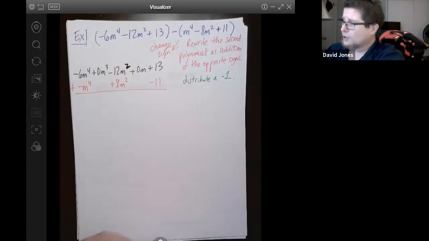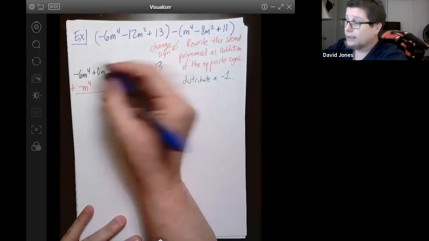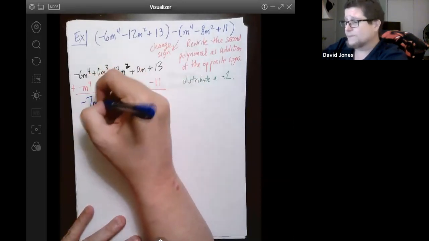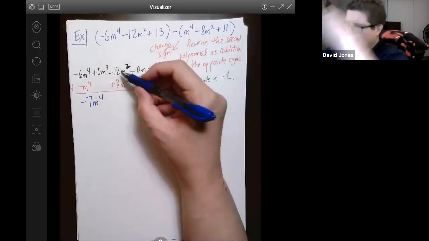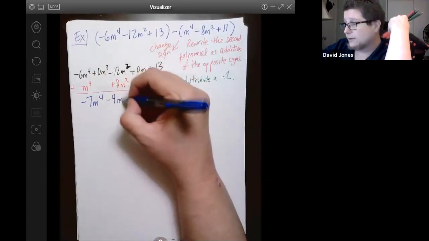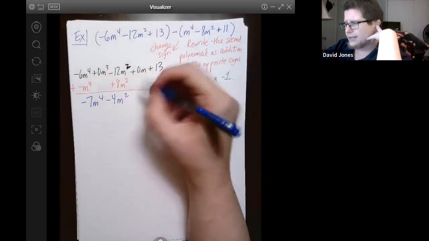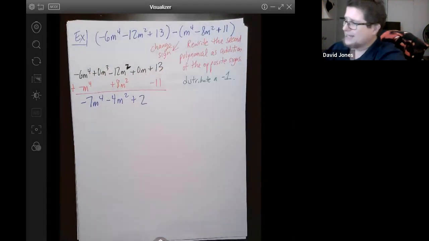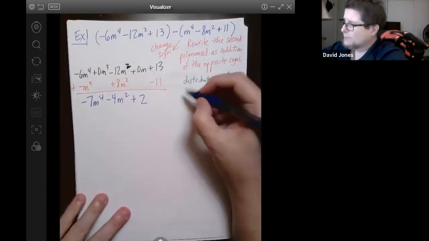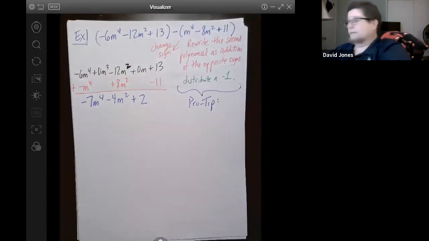And we combine like terms here. Negative 6 plus negative 1. There's no number there, so it's a 1. Negative 6 plus negative 1 is negative 7. I'm not going to write the 0 because we don't have anything. Negative 12 plus 8 is negative 4. We don't have any m's to the first power, so I'll leave them out. 13 minus 11 is 2. So that's the easier way right there. This is my pro tip. Rewrite as the opposite sign and then make an addition. Makes it a lot easier.